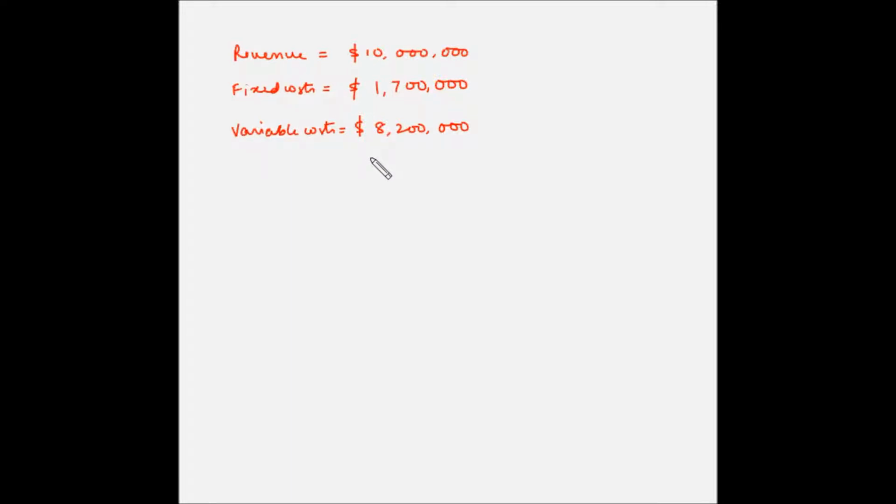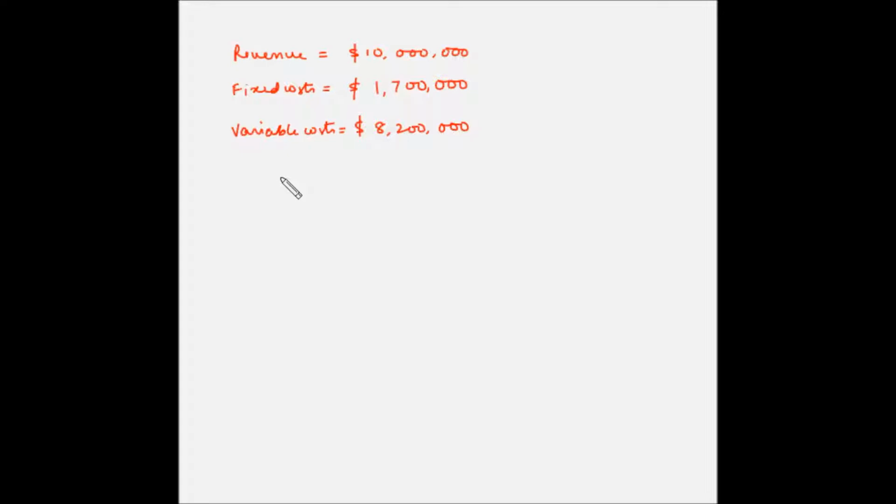So the information given to us is that the budgeted revenue for next year is $10 million. The fixed cost is expected to be $1.7 million. And the variable cost is expected to be $8.2 million. So now we have to analyze the impact of the change in fixed cost and the number of units sold on the budgeted operating income. So first, let's find out what is the expected budgeted operating income based on these numbers.